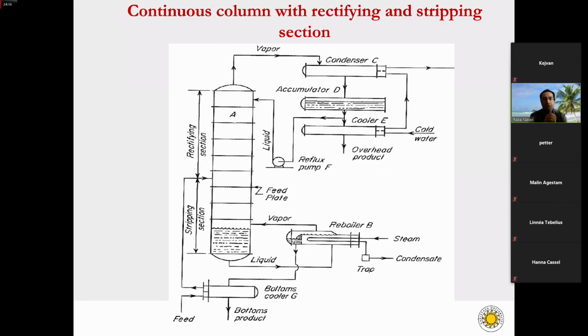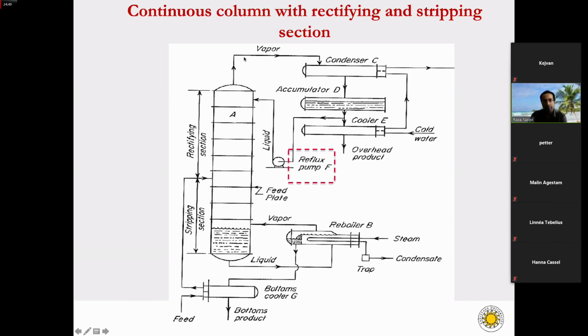And this is just to show you a continuous column with rectifying and stripping section. Normally, when we enter our feed into the distillation column, the section above the feed plate or feed stage is called the rectifying section. And the section of the distillation column below the feed plate or feed stage is called the stripping section. So in the distillation column, the vapors move upwards and the liquid moves downwards.